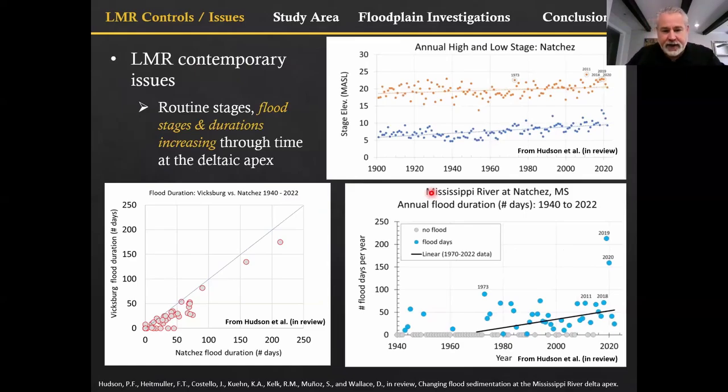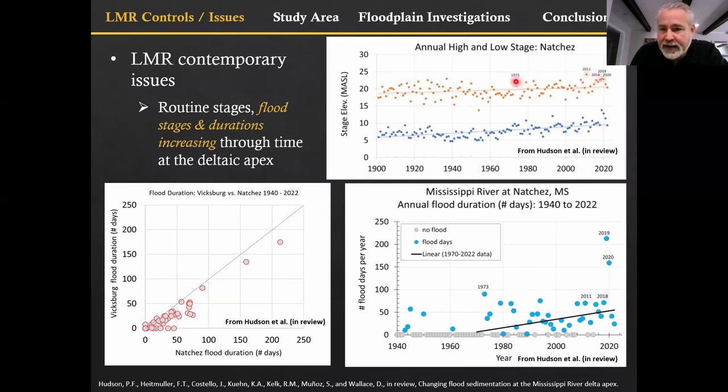To also show how the flood regime is somewhat changing through historical time frames. At Natchez in particular, we can see that both annual high and annual low flows have been increasing since the early 20th century to the modern contemporary time frame, where you can see a number of those floods that are clustered toward the end of the graph.